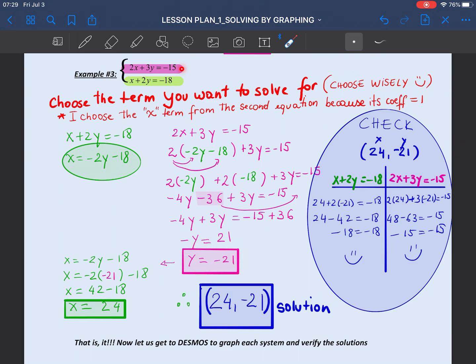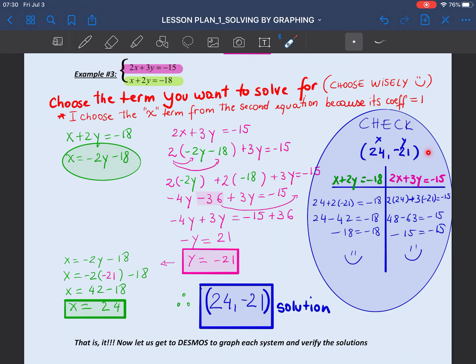Remember, we got x from the second equation. So we're going to take this y back to that equation: x equals negative 2y minus 18. Instead of y, we're going to write negative 21. That's what it equaled. And you simplify, you get x equals 24. So the solution to this system will be x equals 24, y equals negative 21.